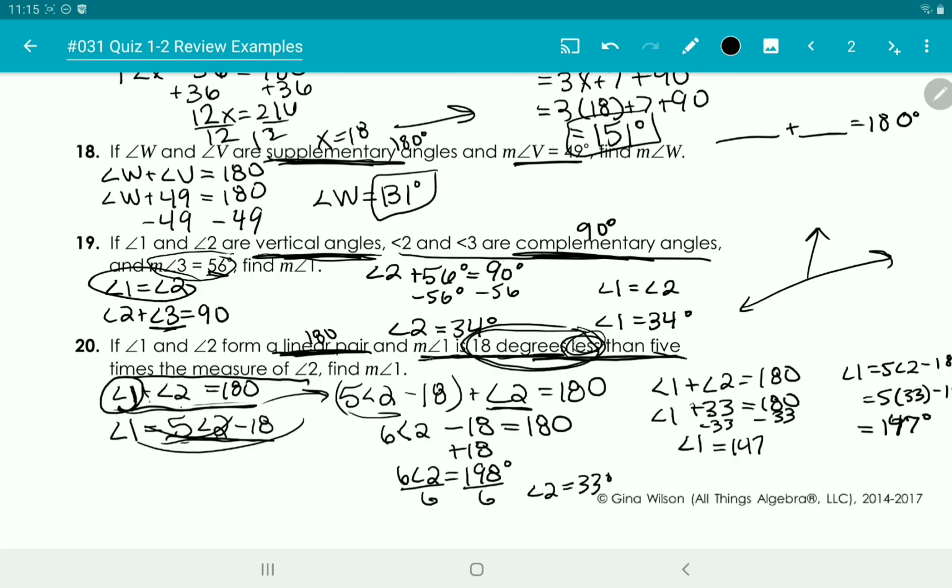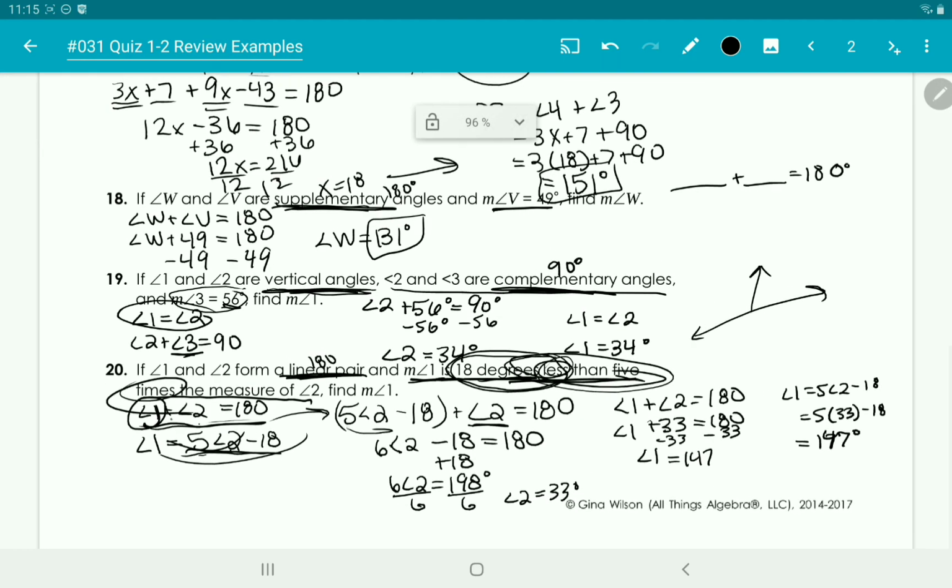You're not going to have one where you have to do the less than 5 times whatever thing on the quiz, but you're going to have to be able to understand that a linear pair means they add to 180. Vertical angles are equal to each other. Complementary angles add to 90 degrees, and supplementary angles add to 180 degrees.